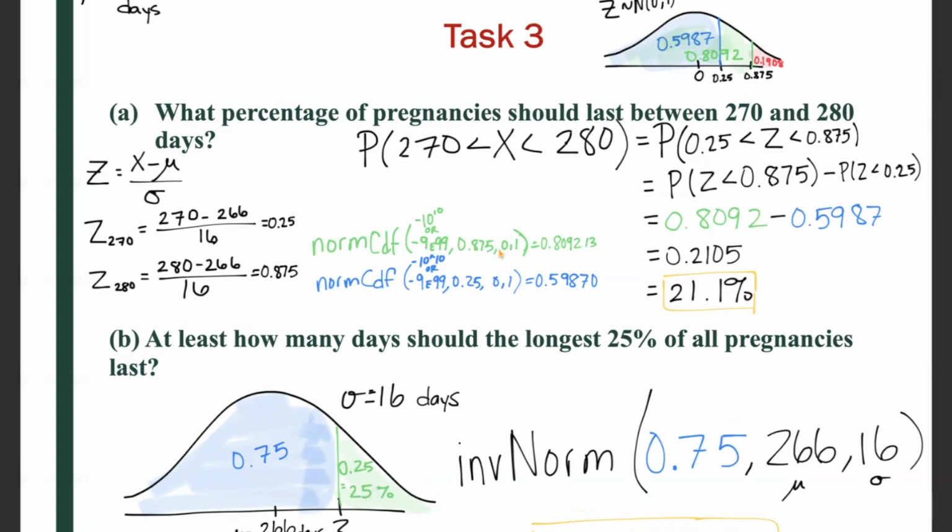If you were to solve it without standardizing it, you would do negative 10 to the 10, and then this value here would be 280, and then you would have the mean being 266, and then the standard deviation being 16 days.